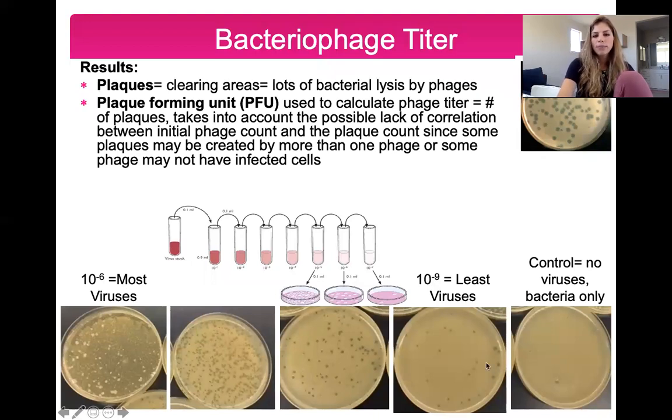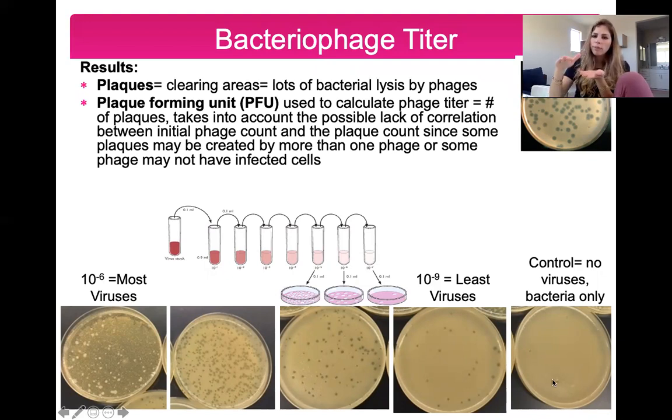Now, I want to talk about the plates before we get into these definitions. So you're going to have five different plates. Your control plate will not have any phages, no viruses added to it. It will just be bacteria. We want to make sure that our bacteria grow, that's why it's a control plate in science. So your bacteria plate should look like this.